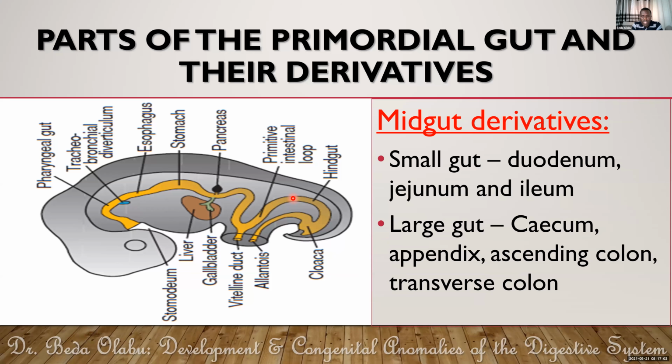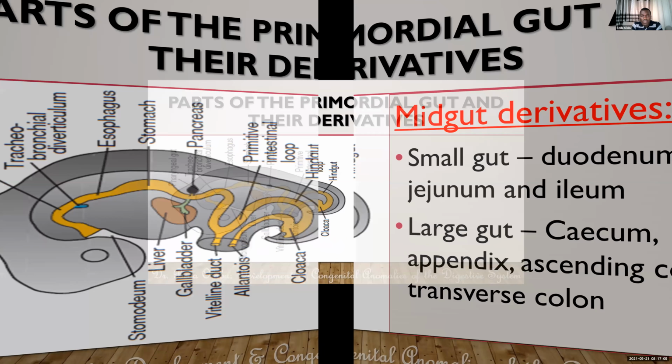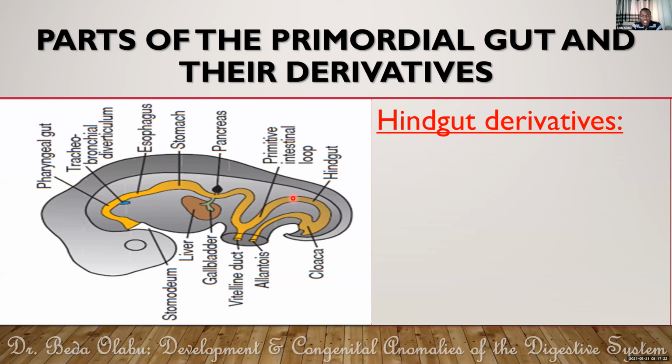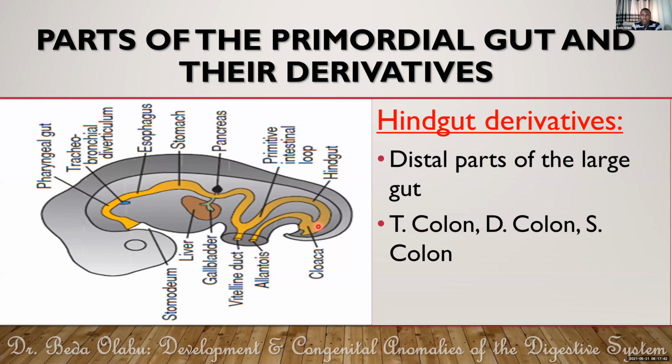Then hindgut derivatives will extend from that point, which means either from the middle of the transverse colon or the distal 1/3 of the transverse colon. Hindgut extends from there. Then we go to the descending colon. We go to the sigmoid colon. We go to the rectum and anal tube.